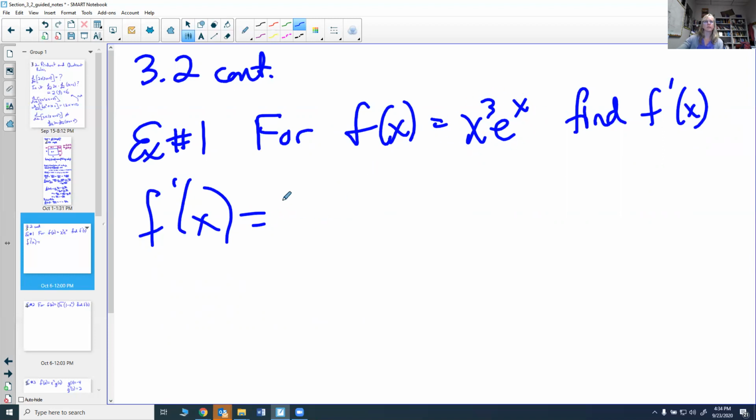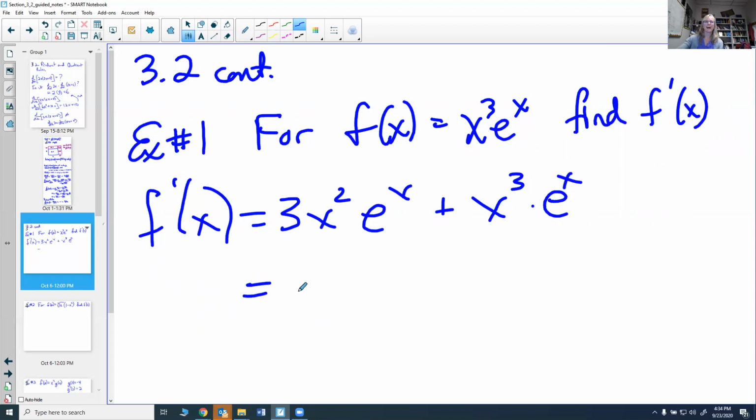So it's the derivative of my first, which is 3x squared, times my second, plus my first function, which is x cubed, times the derivative of my second. But the derivative of e to the x is just e to the x. So there's your derivative.